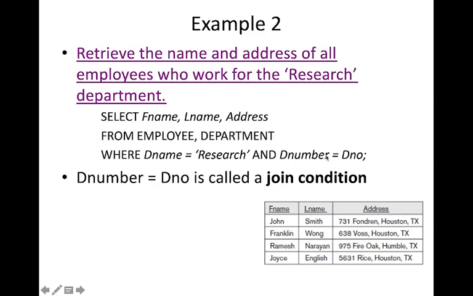So we will be joining those tables, then only we will get the data. We can find out which employees are there in the research department. So D number equal to D number is the join condition. This D number is in the employee table and this is in the department table. So we call it a select project join query.